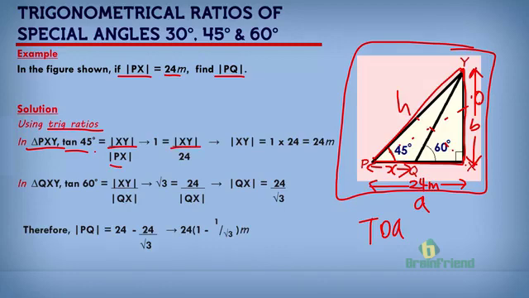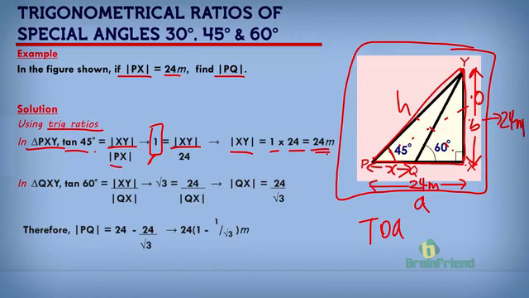But note that from the ratios that we derived earlier, tan 45 degrees is 1. So we replace tan 45 degrees with 1. We say 1 is equal to line XY over 24. To get line XY, we simply cross multiply. XY is 1 times 24, which gives us 24 meters. So it means that this side is also 24 meters.